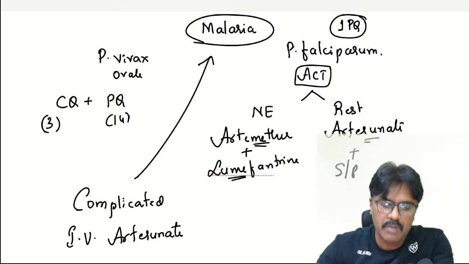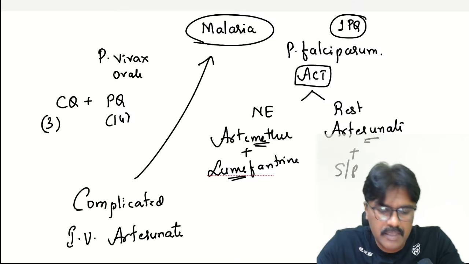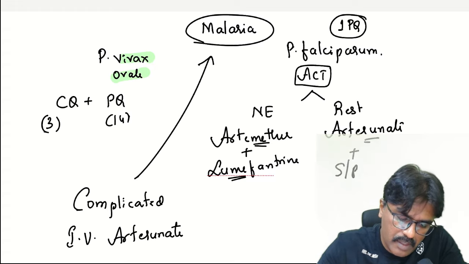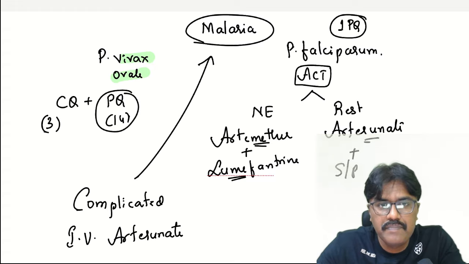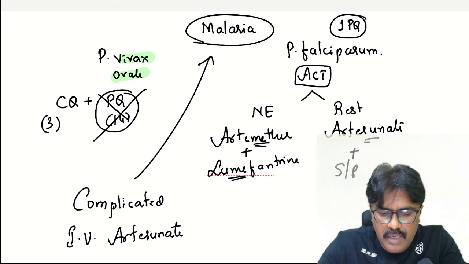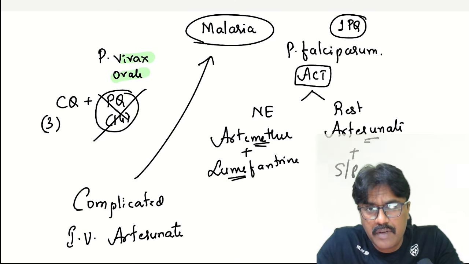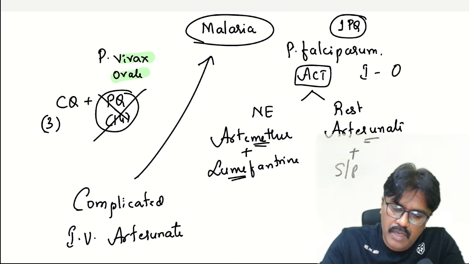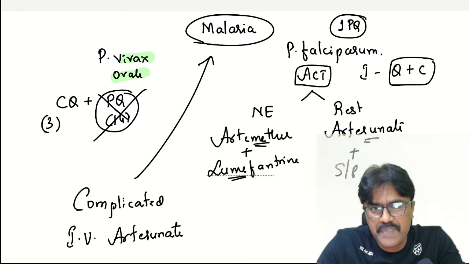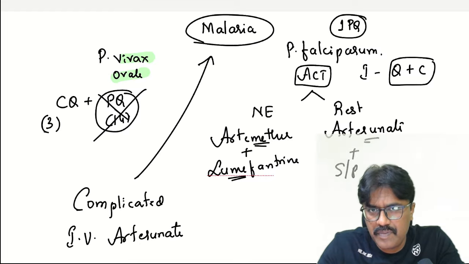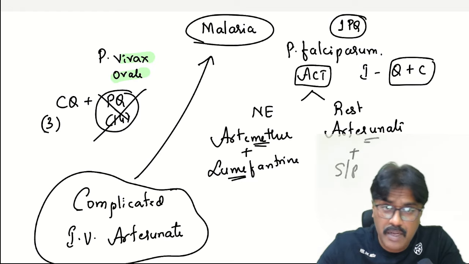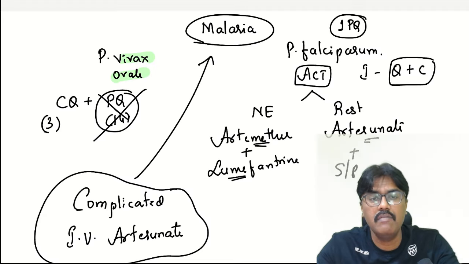Then again the question will be, what if the malaria is in pregnancy? Suppose it is Vivax and ovale in pregnant women. That time we don't give primaquine. In case of Plasmodium falciparum, in first trimester, we give quinine plus clindamycin. Second and third trimesters, we follow the same. What happens if there is a complicated malaria in pregnant women? There also the drug of choice is IV artesunate.